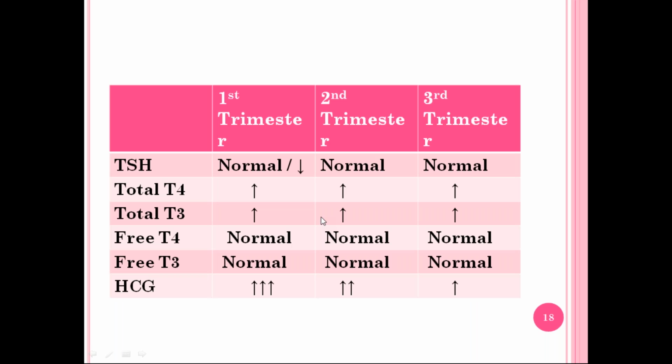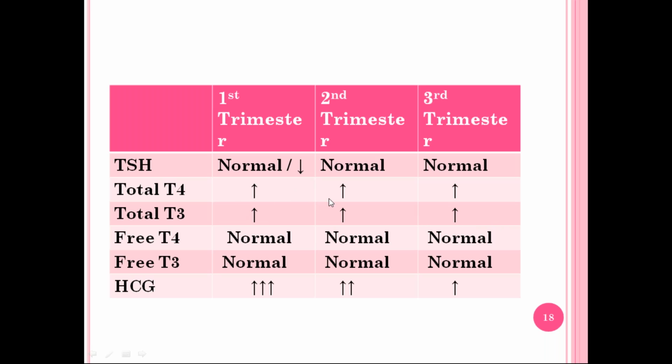You can see here first trimester, second trimester, third trimester. In the first trimester your TSH will be decreased, and then it returns to normal in the second and third trimesters. So in the first trimester, if you take a TSH value, you can see the TSH is decreased more than what you expect. T4, T3 are increased.